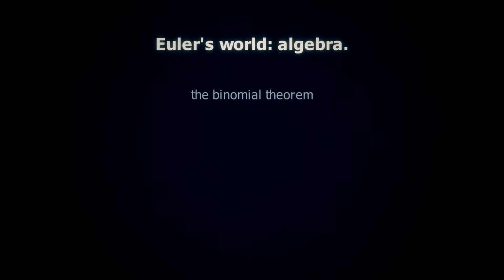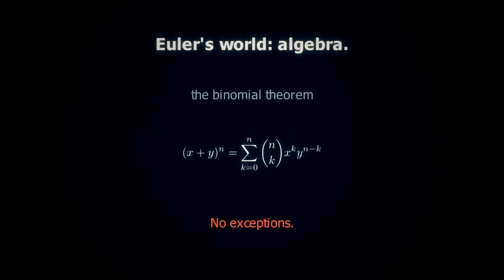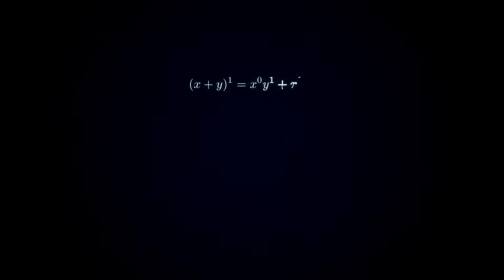There is a formula called the binomial theorem. It tells you how to expand an expression like x plus y raised to a power into a sum of separate terms. It shows up everywhere in algebra, probability, and beyond, so mathematicians need it to hold up in every single case, with no exceptions. Try the simplest version, where the power is just 1. The formula expands x plus y to the first power into 2 terms. The first term is x to the 0 times y to the first. The second term is x to the first times y to the 0.